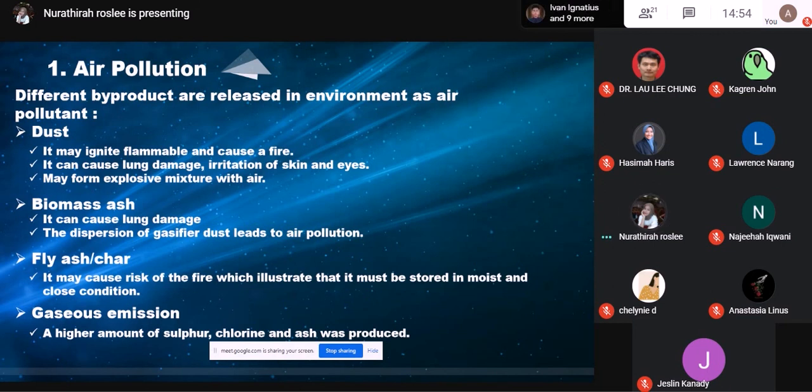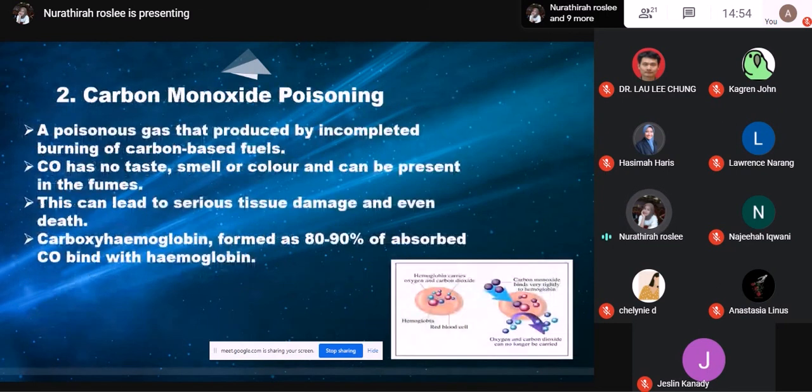Next is carbon monoxide poisoning. Carbon monoxide is a poisonous gas produced by incomplete burning of carbon-based fuel, and it has no taste, smell or color and can be present in the fume from combustion of fuel, and this can lead to serious tissue damage and even death. Carboxyhemoglobin is formed as 80 to 90% of absorbed carbon monoxide binds with hemoglobin, which is a specific biomarker of exposure in blood.